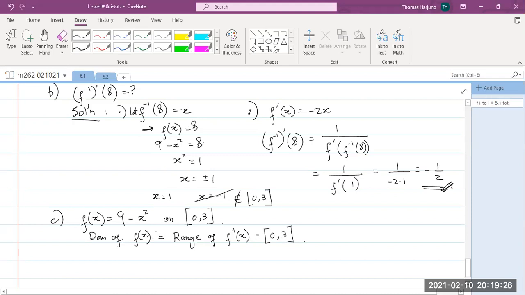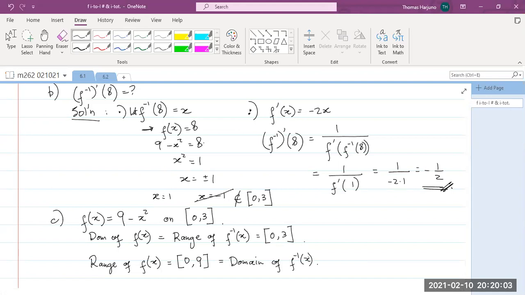The hard part is what is the range of the function to start with? What is the range of f(x)? When x equals 0, y is 9. And when x equals 3, y is 0. Now, this will then be the domain of the inverse function. Okay. Now, for part D and part E, you do it yourself.